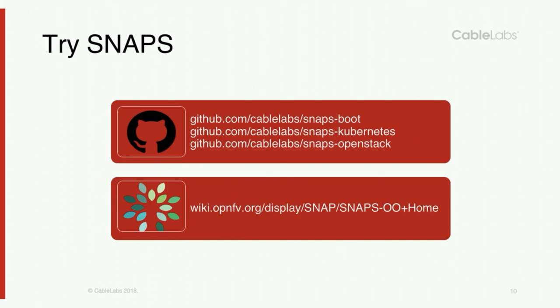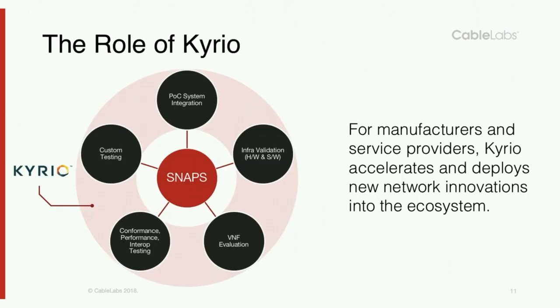We encourage everyone to try out SNAPS. SNAPS is fully open source with open APIs. So you see the 3 URLs for SNAPS boot, SNAPS-Kubernetes, and SNAPS-OpenStack. SNAPS-OO, because it's an official OPNFV project, is under that umbrella. The code is available through the OPNFV website as opposed to CableLabs GitHub. But all of this is available, so please try it out and see how it works for you.